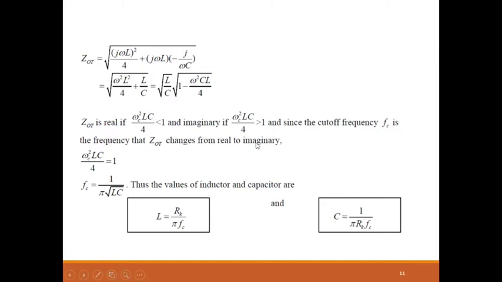The cutoff frequency we can obtain from this expression: omega c square L C divided by 4 equals 1. From that, the cutoff frequency fc should be equal to 1 divided by pi into square root of L into C. So from this, the values of inductor and capacitor are: L should be equal to Rk divided by pi into fc, and C should be equal to 1 divided by pi Rk into fc. Here you have to notice clearly that while finding the inductance, the constant is in the numerator, and for the capacitance, the constant is in the denominator.